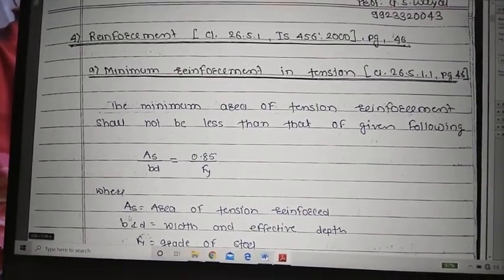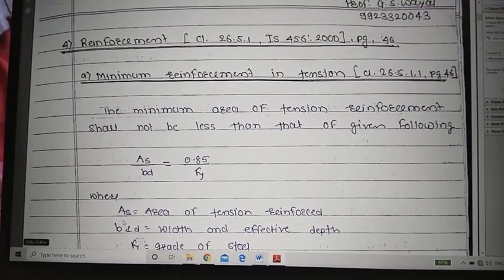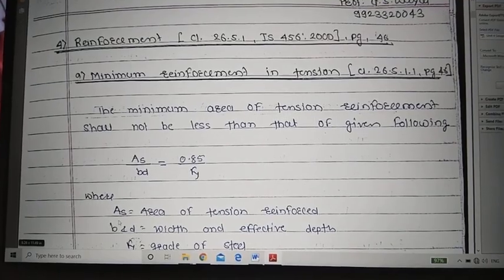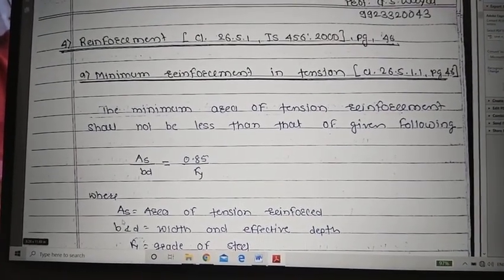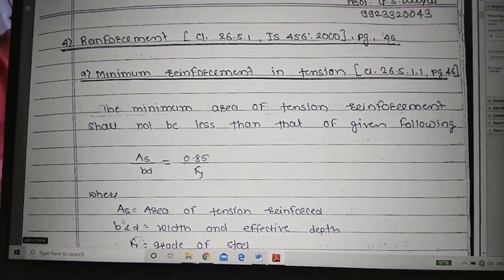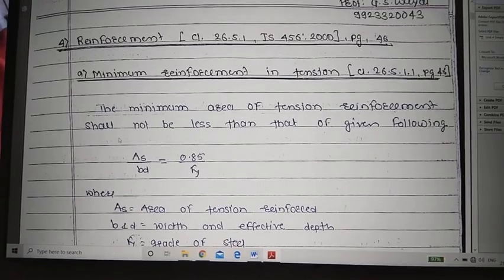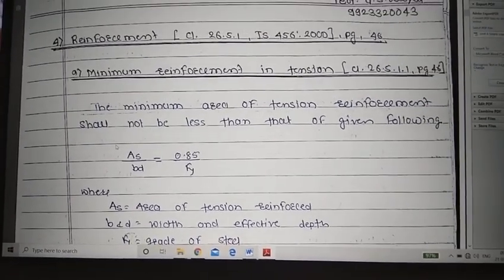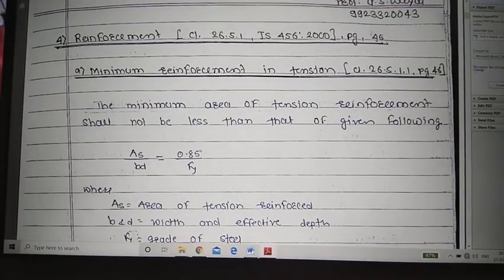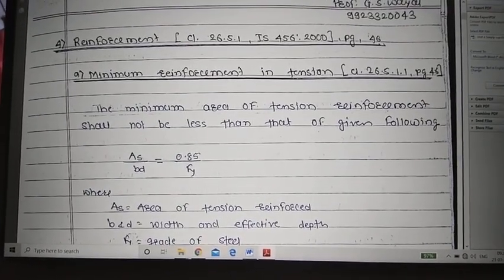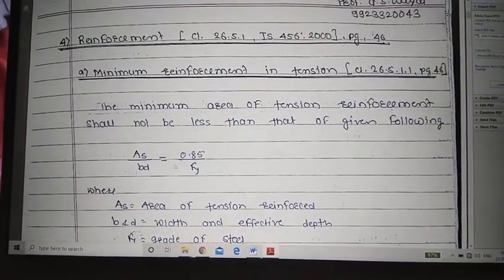The criteria for minimum reinforcement in the tension side is given in IS, that is clause 26.5.1.1, page number 46, and the minimum area of tension reinforcement shall not be less than that given by the following formula. Whatever main reinforcement you have calculated for the beam, you should compare with this formula, so the calculated area of steel should not be less than this area of steel.